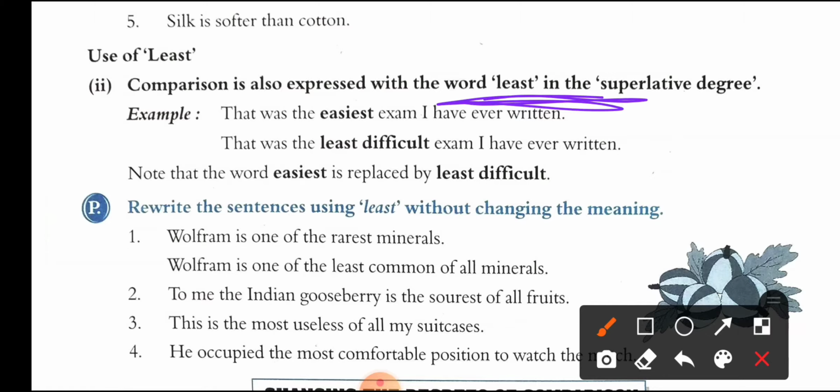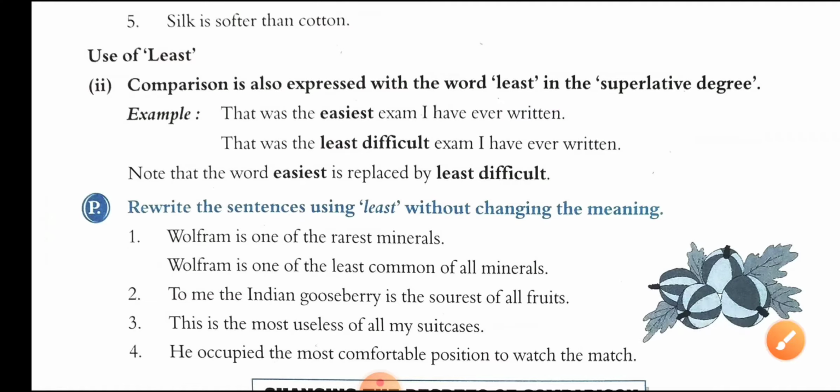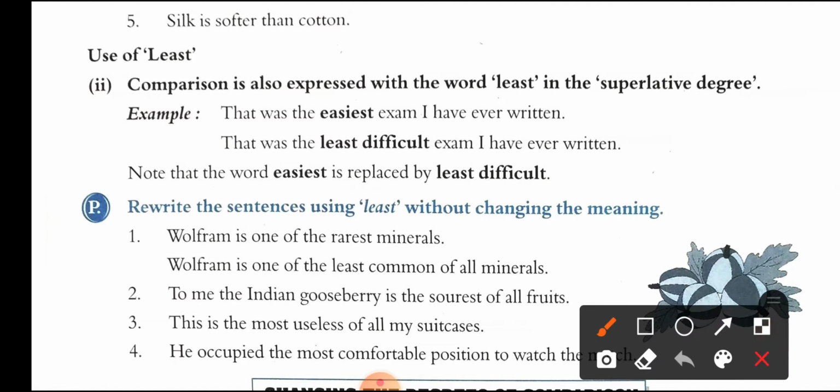So exercise number P is, rewrite the sentence using least without changing the meaning. First example is the answer is solved. Wolfram is one of the rarest minerals. So the answer is, wolfram is one of the least common of all the minerals. So what we have done, the opposite of rarest is what? Common, and we have done the change with least. So whenever you use least, with that you have to write down the opposite of that particular adjective.